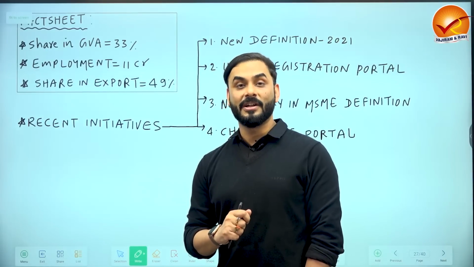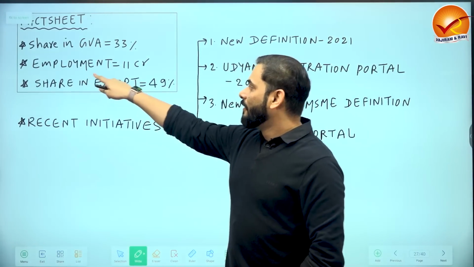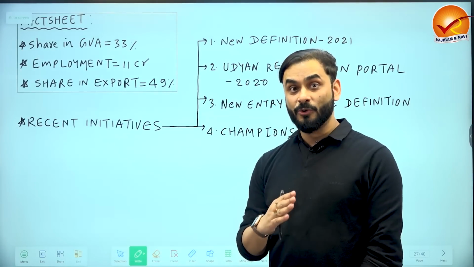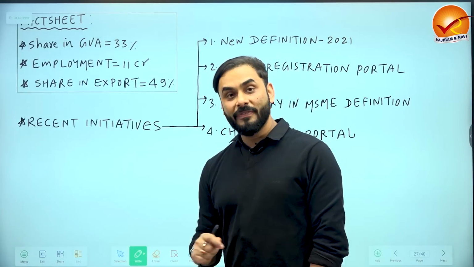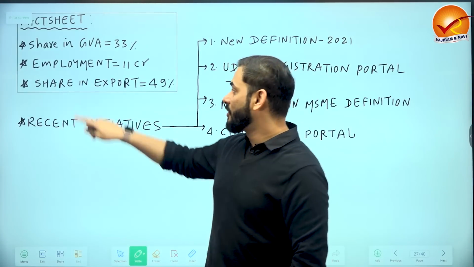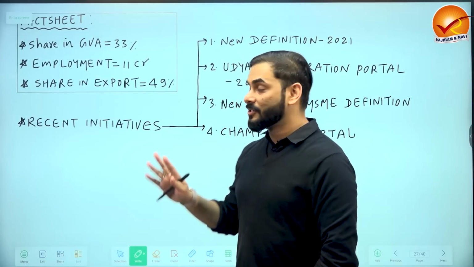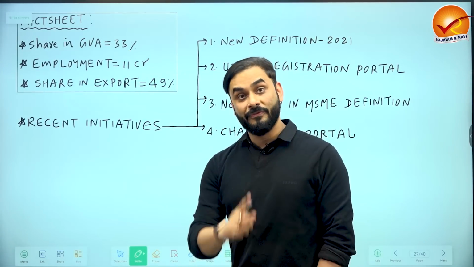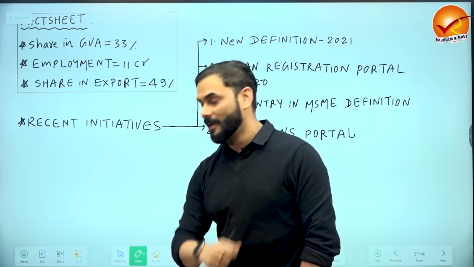So if our national income is 100 rupees, what is the share of MSMEs? 33 rupees. Now, what is the employment generated by MSMEs? Close to 11 crore is the employment generated by MSMEs. Now, what is the share of MSMEs in export? So, the share of MSMEs in our export is 49%. So, look at this. Their share in India's national income, employment and export is very, very high. That is why MSMEs are called the backbone of Indian economy.